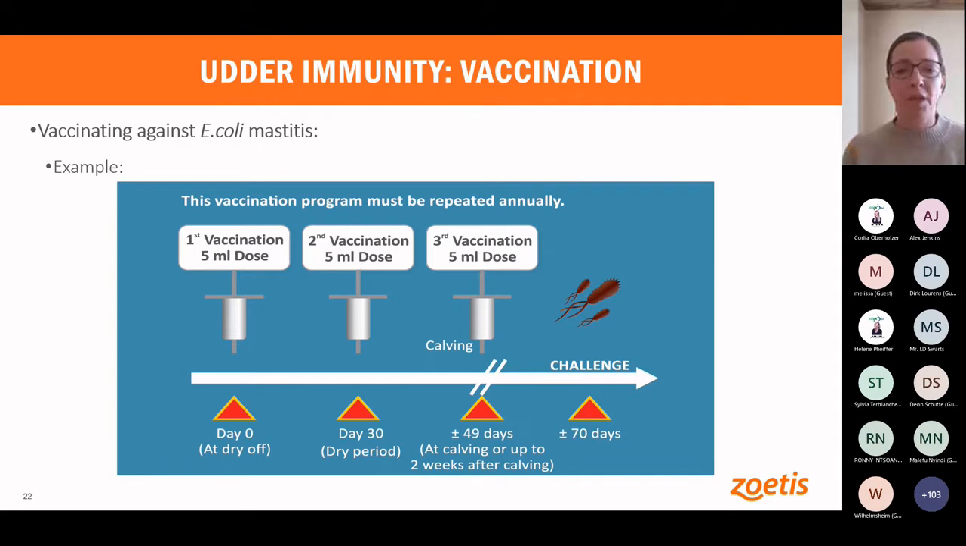However, with certain vaccines, it is different, and you need to read those package inserts and make sure that you know how to use these vaccines so that you can really get the best benefit out of them by using them in the right way. So this one, for example, you need your first vaccination at dry off, your second vaccination approximately 30 days later, and then your third vaccination at calving or up to 2 weeks after calving, right? And all 3 of those doses need to be repeated annually.